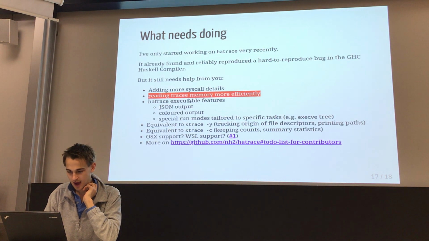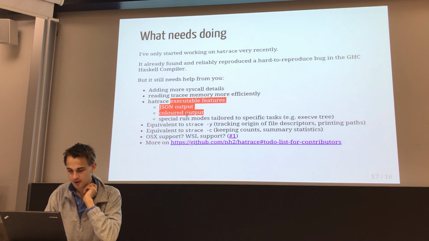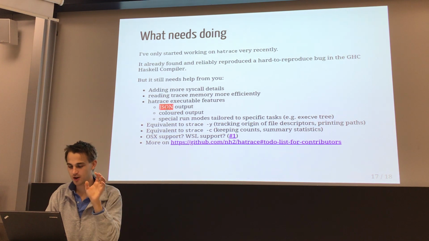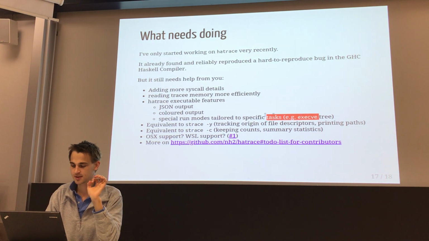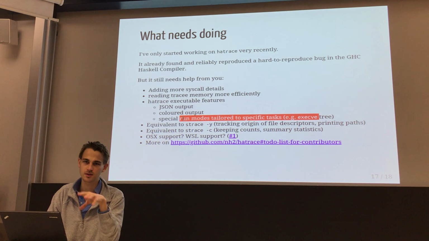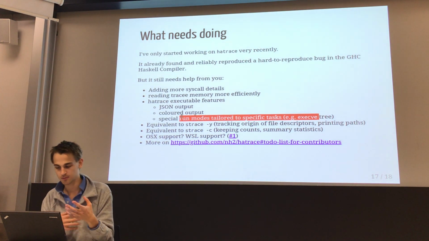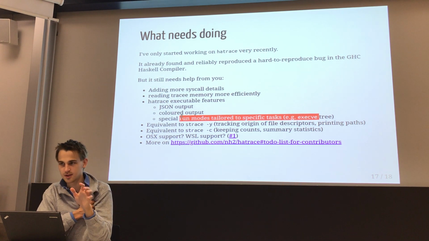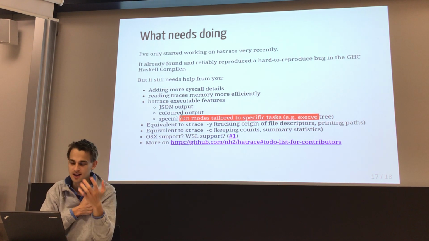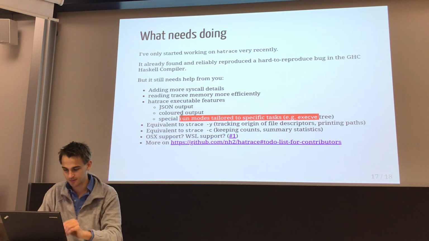I need some help with generating these new features: JSON output, colored output, more specific tasks that people commonly want to do. So if you have something that you usually want to know about a problem, chances are very high that hatrace can do it. We can add that functionality as a standalone tool to hatrace so that you can use it.